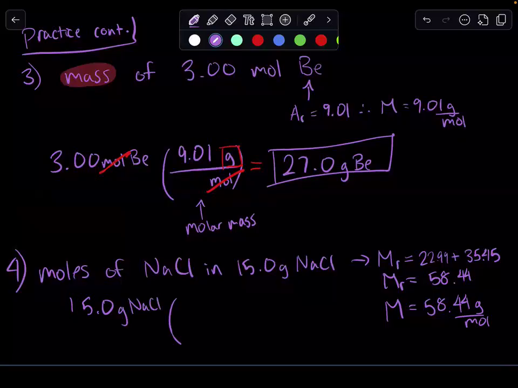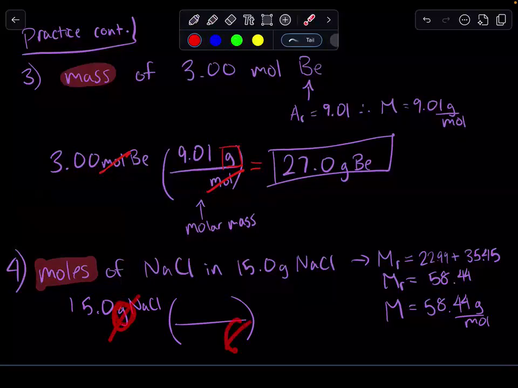And I will do the same big parentheses, but this time I want to end up with moles. I want moles as my answer, so I want moles on top. And I want to cancel my grams, actually. I don't want these. I want them to go away, so I need to put grams on the bottom.